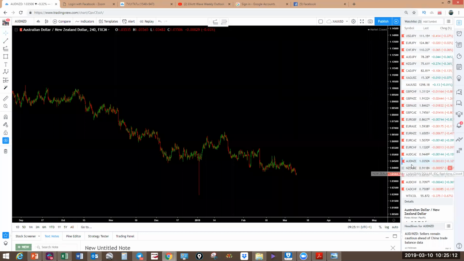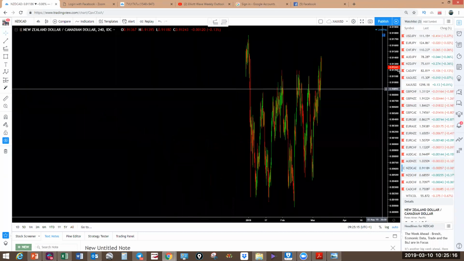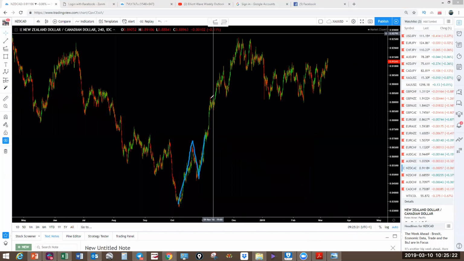And then NZDCAD. NZDCAD has made a 5-wave up. Can you see clear 5-wave moves to the upside? 1, 2, 3, 4, 5. You're pulling back with 3 waves, with this corrective structure. I'm not going to go into the details. We're going to update this one next week, and then we'll look for this one to drop. So the CAD, we'll look for it to drop after this corrective structure.